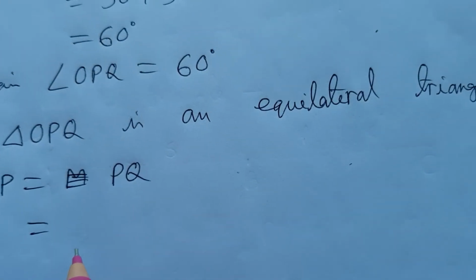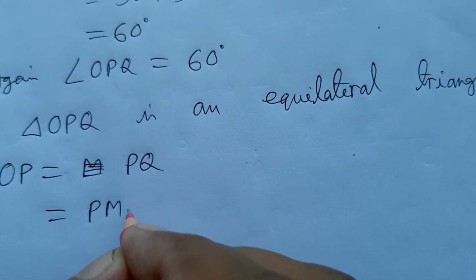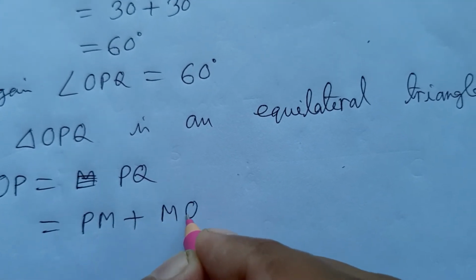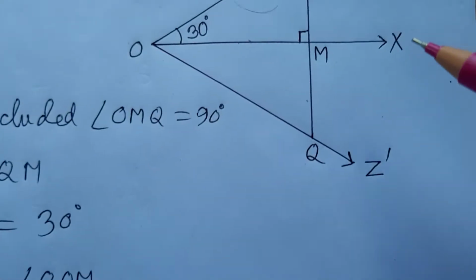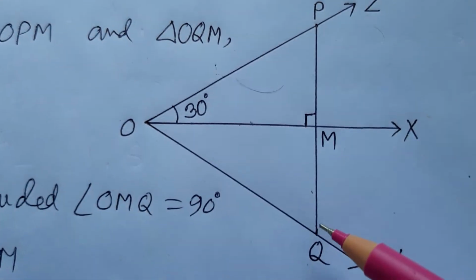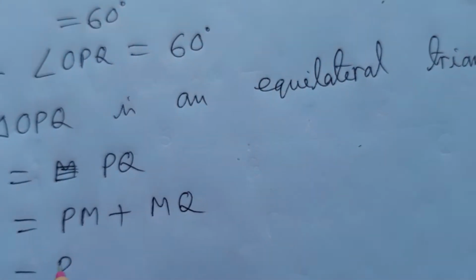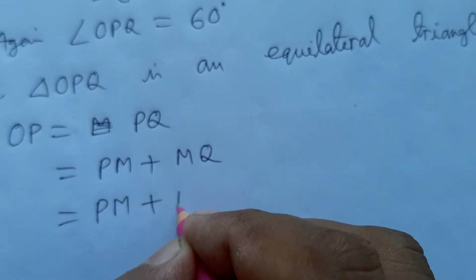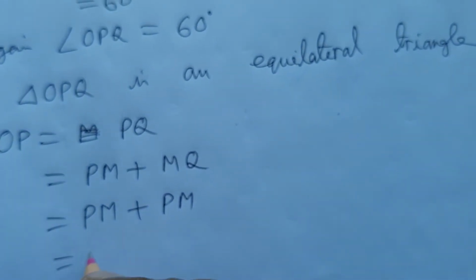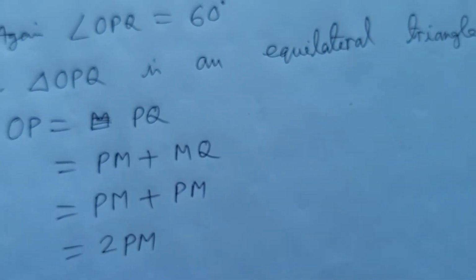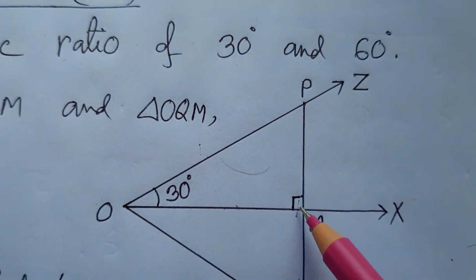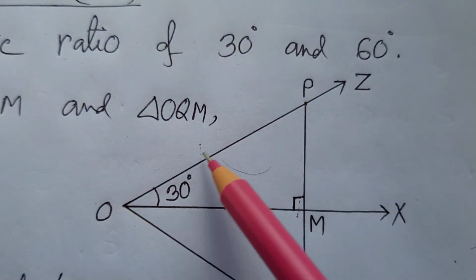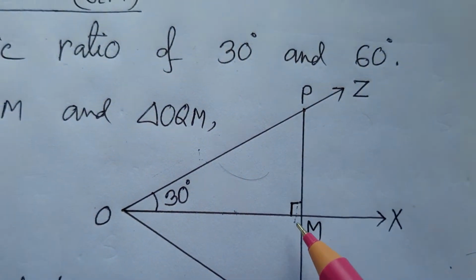And here PQ can be written as PM plus MQ. Here PM and MQ are equal. We draw like this: PM is equal to MQ. So instead of MQ, we can write also PM. So we get twice PM. So finally we get PM is equal to half of OP, that is OP is equal to twice PM.